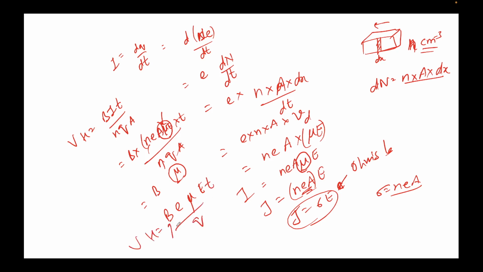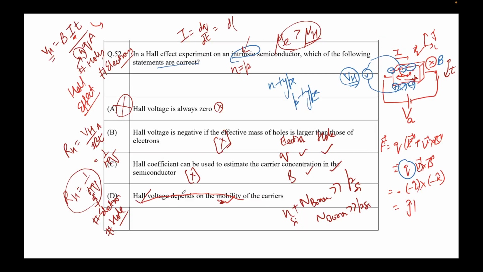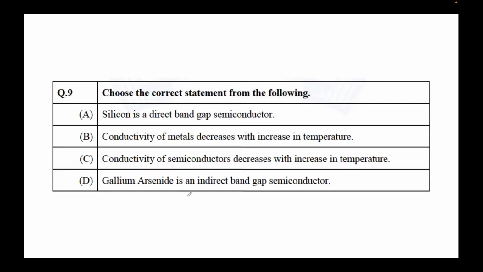B is constant. E, the applied electric field, is nothing but the voltage that we applied, remember, VA. So this is constant, T is constant, Q is constant. So Hall voltage depends directly on mobility. That's why option D. Is it clear now? Yes. Okay, we'll go to the next question.